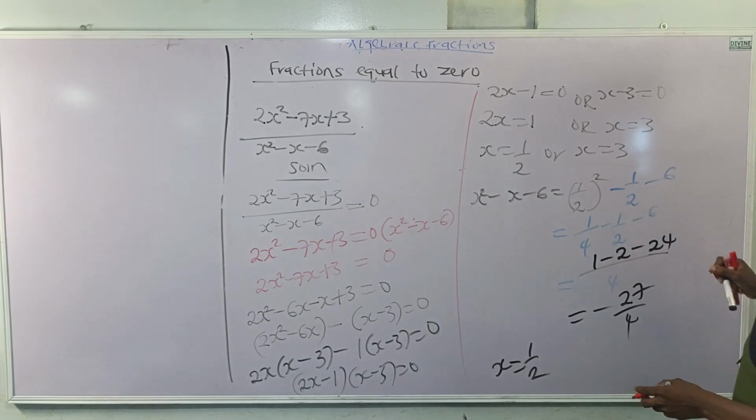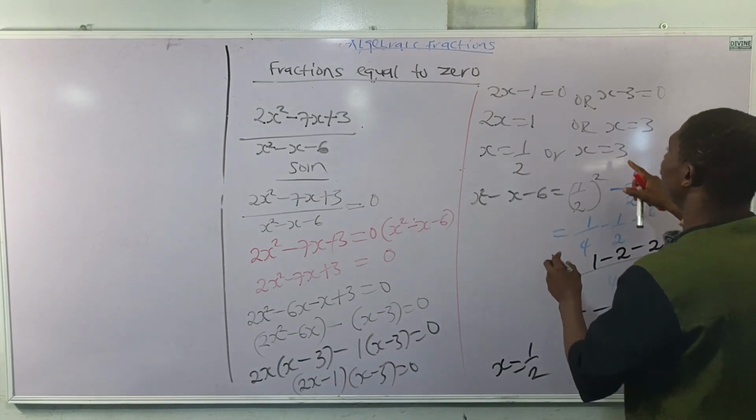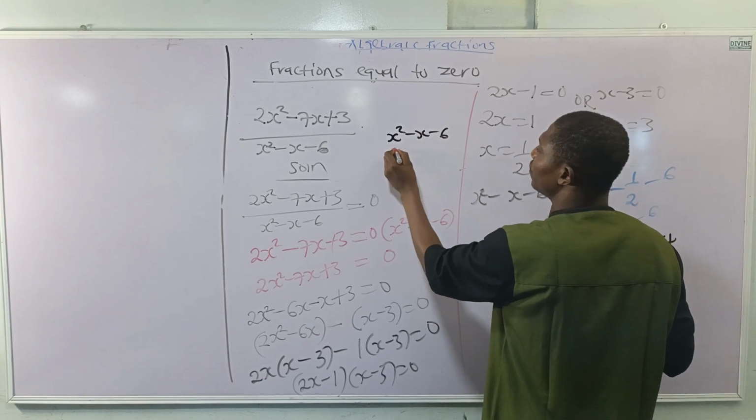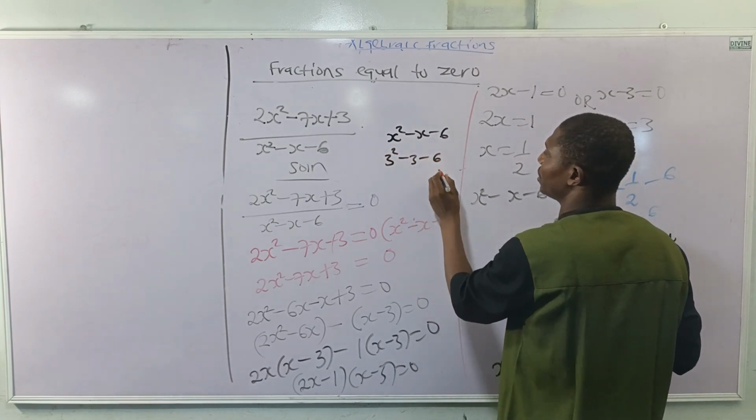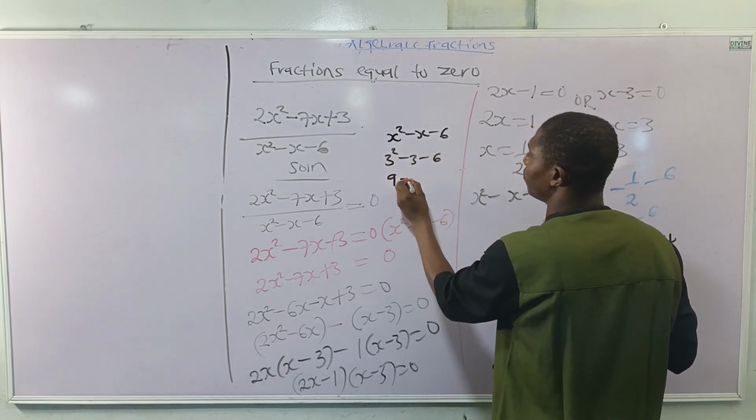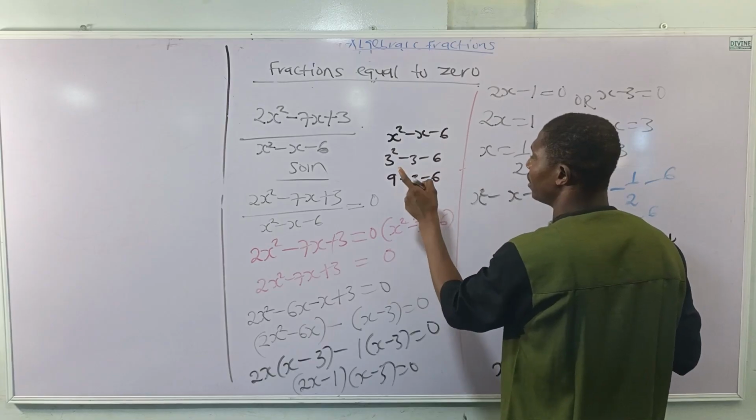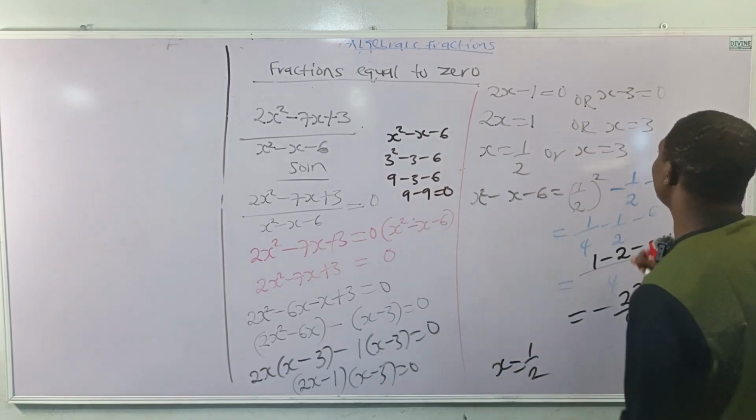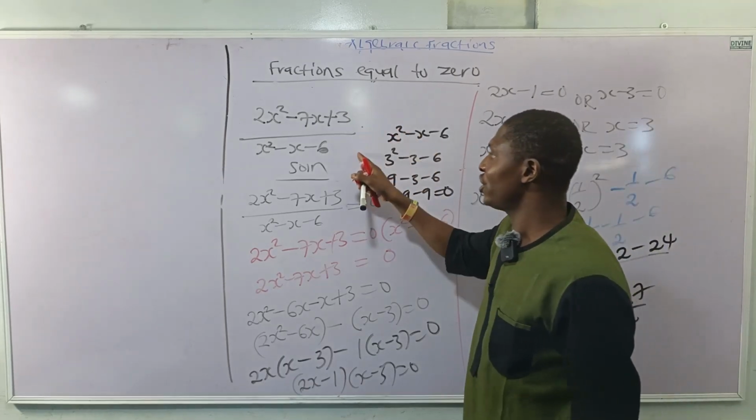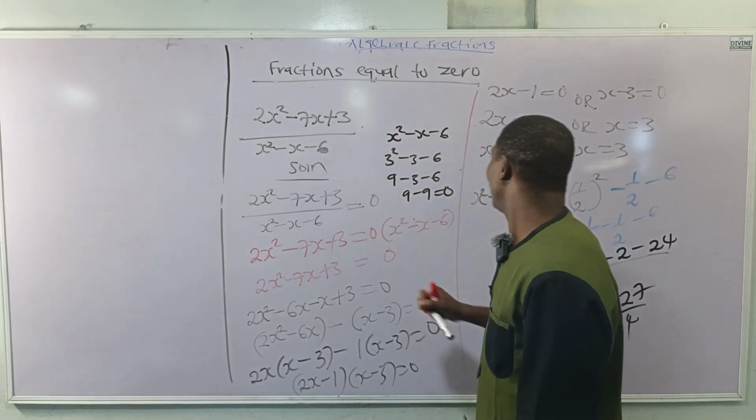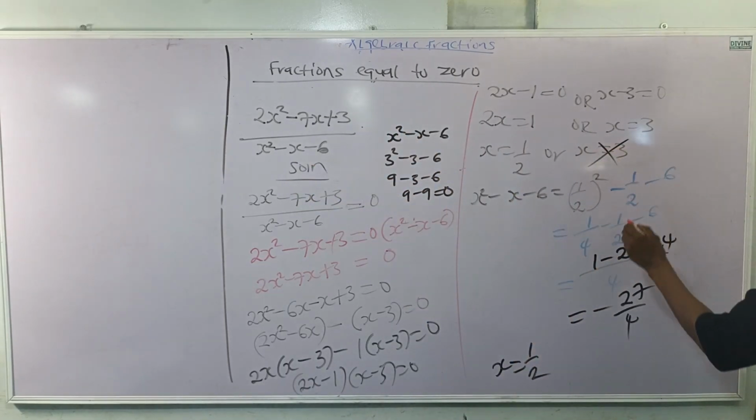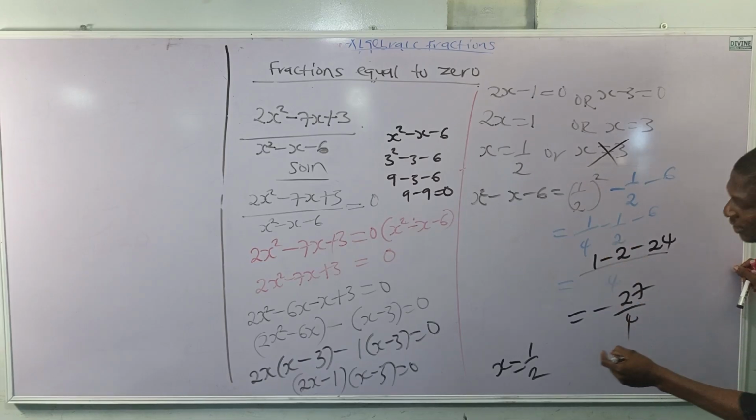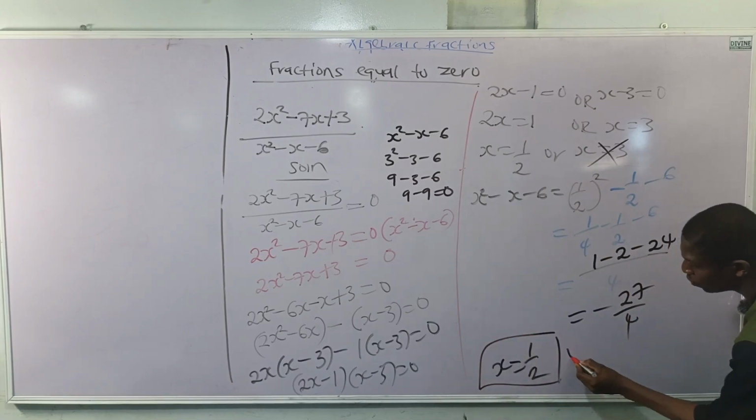So let's check that of 3. If I have 3 here in x squared minus x minus 6, this will give me 3 squared minus 3 minus 6. 3 squared is 9, minus 3 minus 6. Minus 3 minus 6 is minus 9, which gives me 0. Since 3 makes the denominator equal to 0, we'll discard 3. And our final answer that makes this expression equal to 0 is 1 over 2.